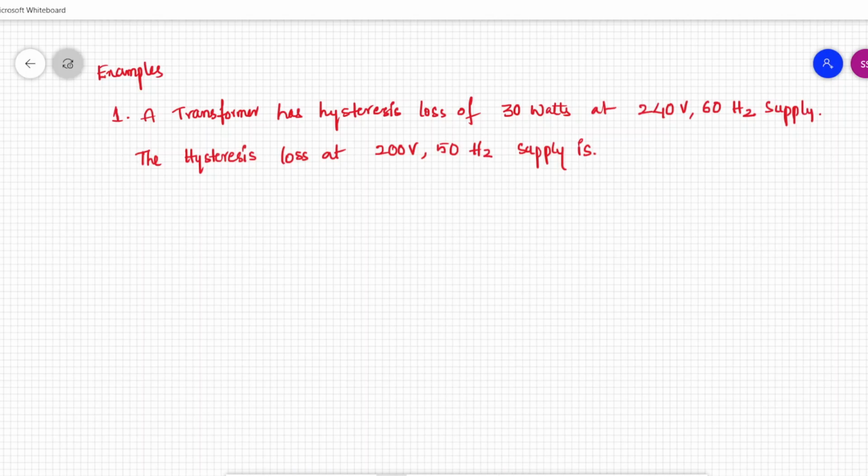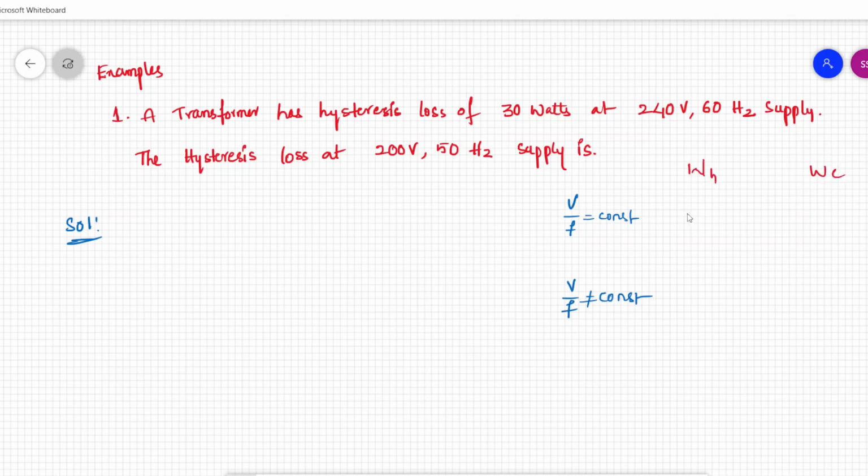A few problems based on losses in a transformer. So far we have derived formulas for hysteresis and eddy current losses for V by F constant and V by F not constant. So what are they? Hysteresis loss and eddy current loss, right?